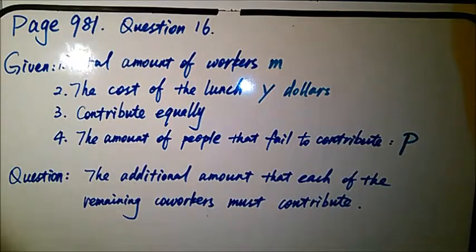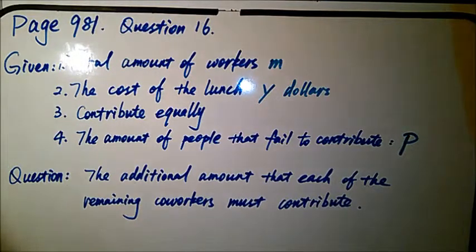The question asks, to celebrate a colleague's graduation, the M workers in an office agreed to contribute equally to a catered lunch that cost a total of Y dollars. If P of the coworkers failed to contribute, which of the following represents the additional amount in dollars that each of the remaining coworkers must contribute to pay for the lunch?